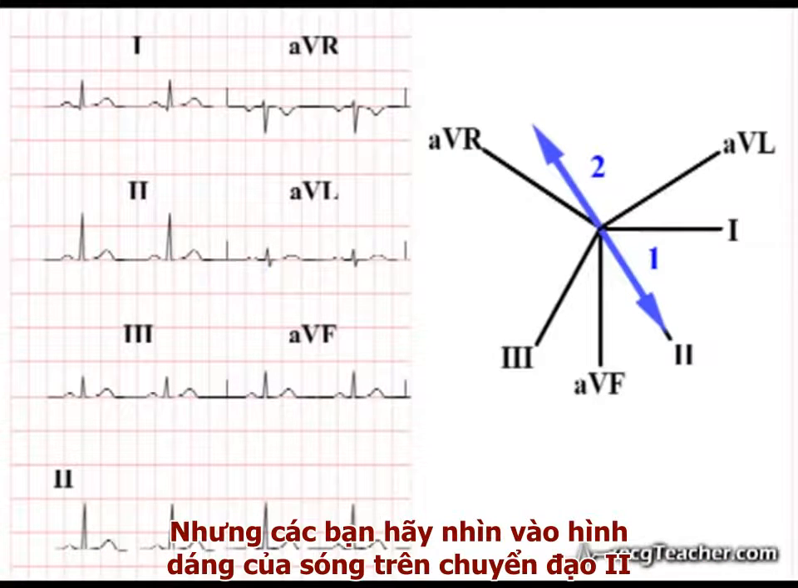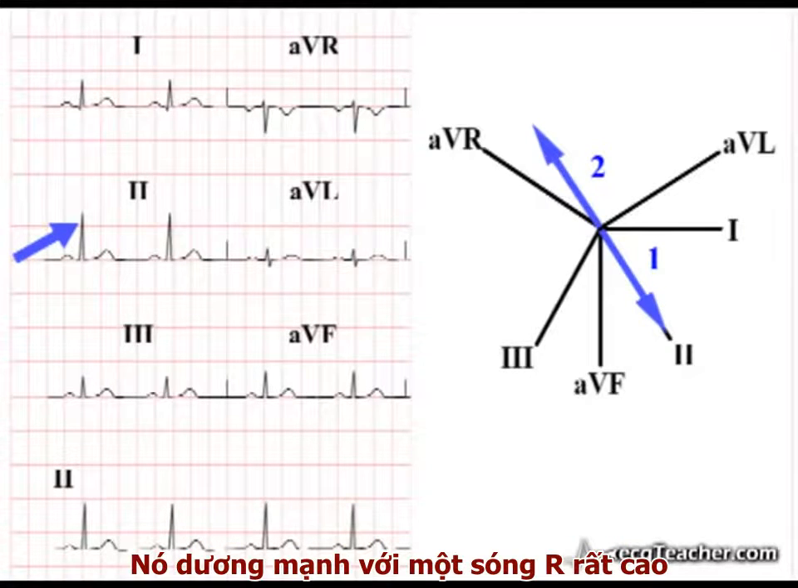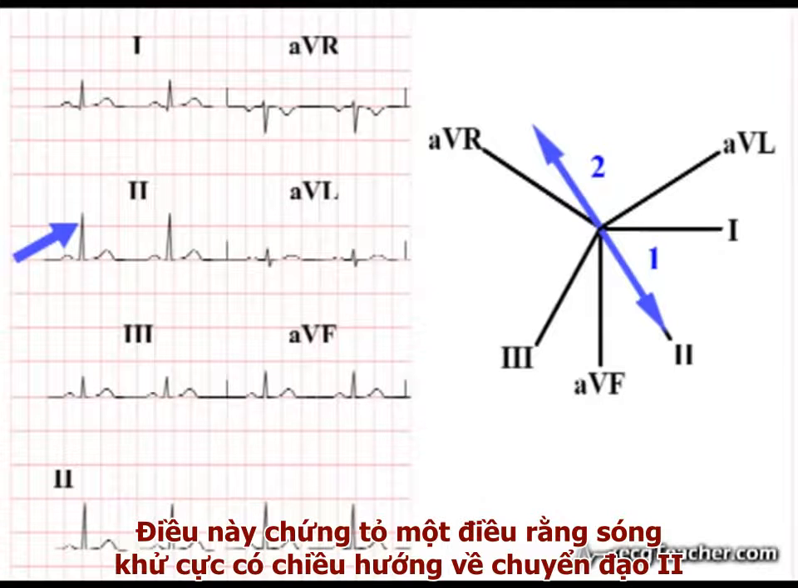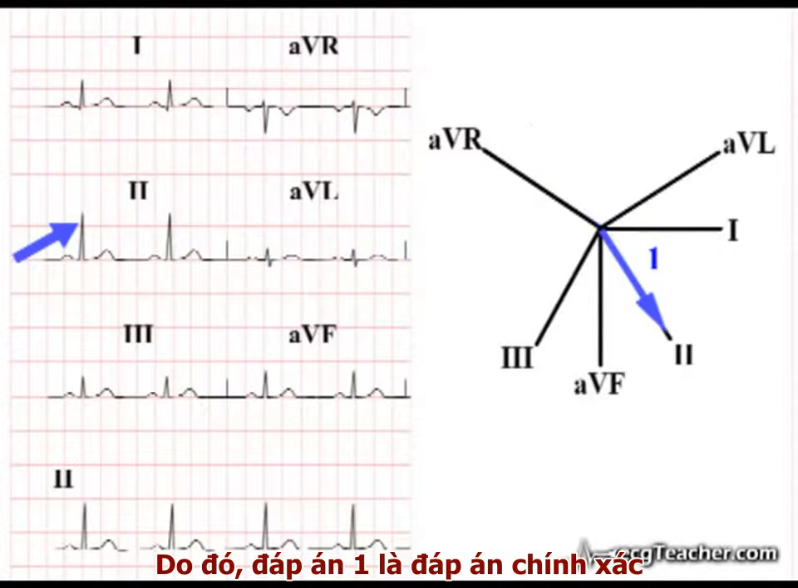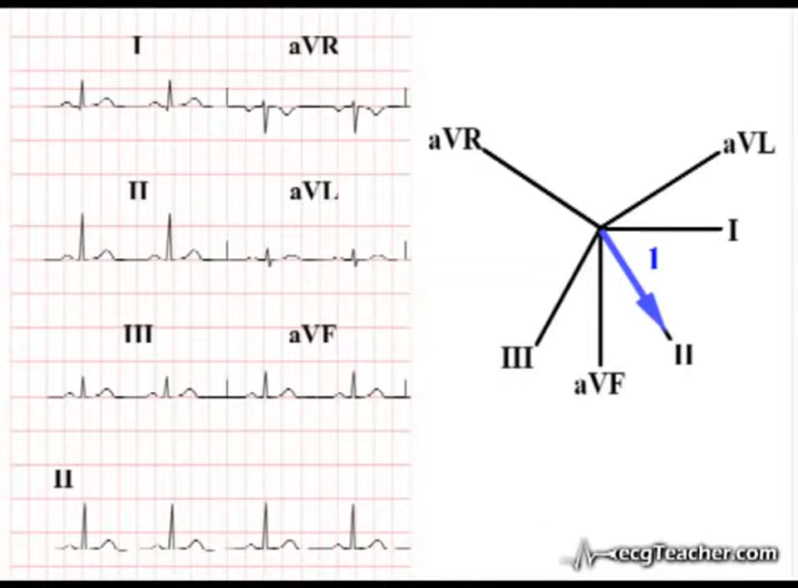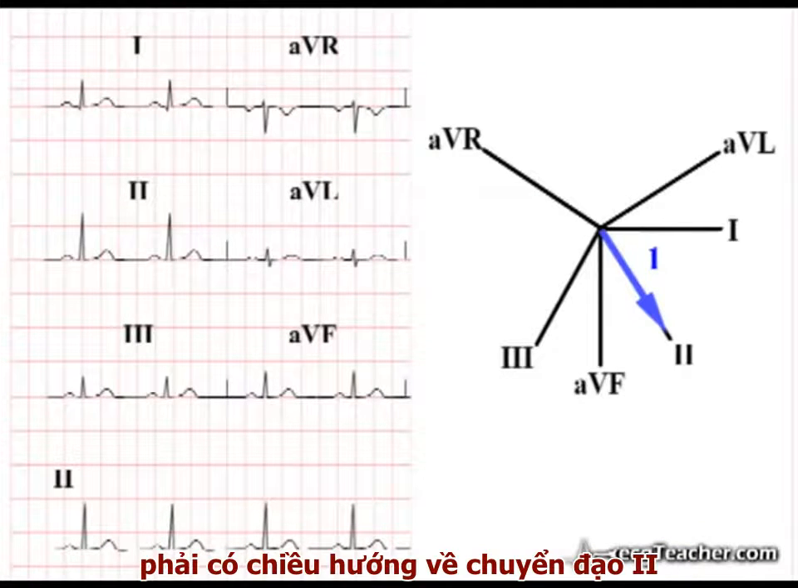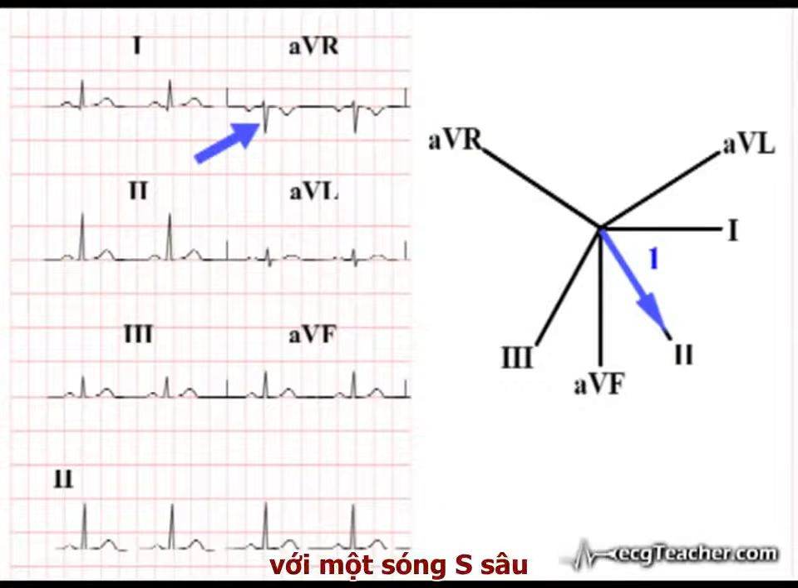But look at the morphology of the QRS complex in lead 2. It is strongly positive, with a tall R wave indicating that depolarizing forces are in the main traveling within 90 degrees of this lead. Therefore, option 1 must be correct. The total vector generated when we add together all frontal depolarization vectors must be traveling towards lead 2. Consistent with this, the QRS complex in lead AVR is strongly negative, with a deep S wave and little R wave activity.